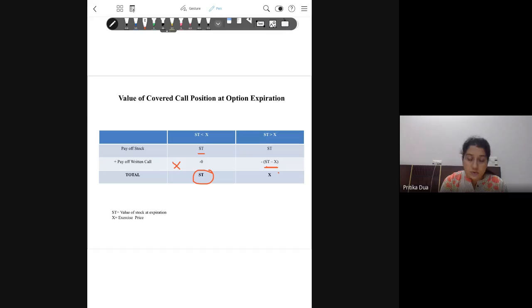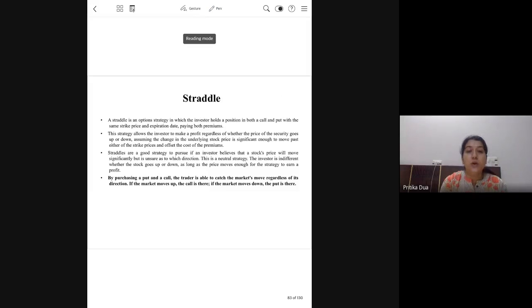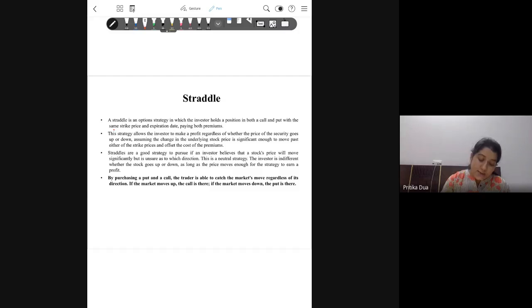Okay, so we'll take up one more strategy after protected put and covered call. We take up the third strategy, which is a straddle. A straddle is one of the safest combination strategies wherein along with a position on the underlying security, say you either go long on the shares or you go short on the shares, you enter into two option contracts simultaneously. That is a call option and a put option. You enter into both contracts with the same strike price, same expiry date and paying premium.